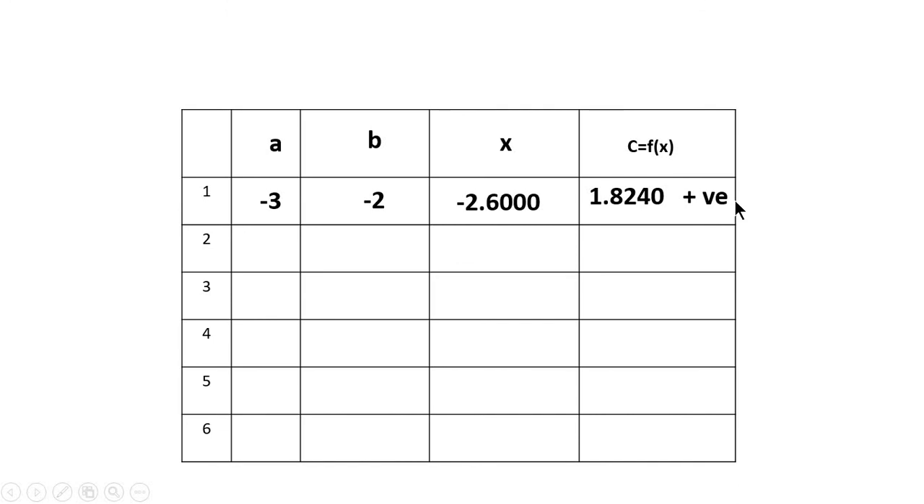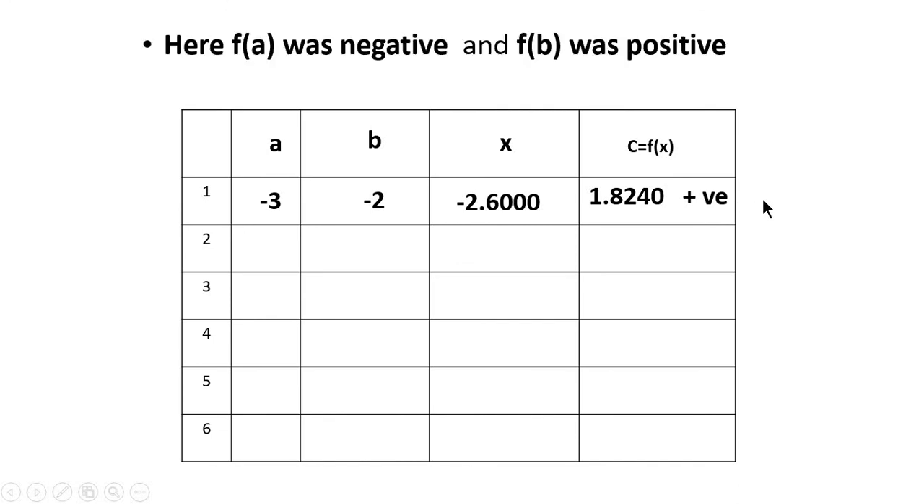Here c is positive, but remember in our previous problem c was negative. But our f of a was negative and f of b was positive. Okay. Therefore you have to replace with the positive value. Here f of b is positive, so you have to replace the value of b by x, a as it is. Find the new value of x, find the new value of c.